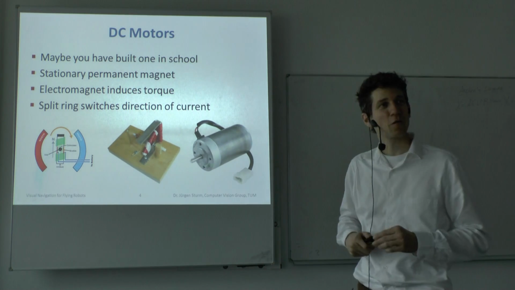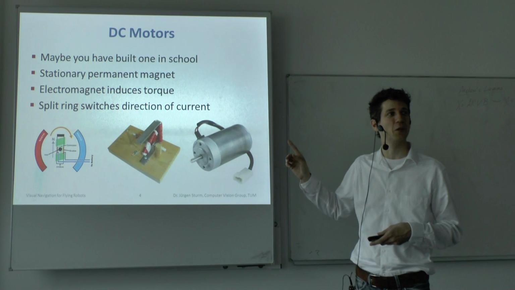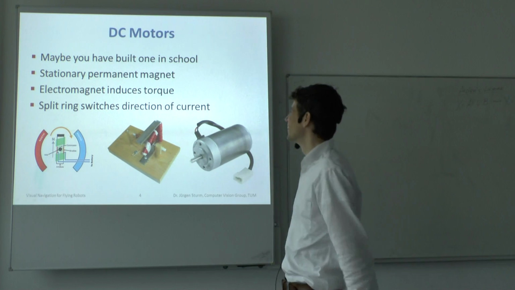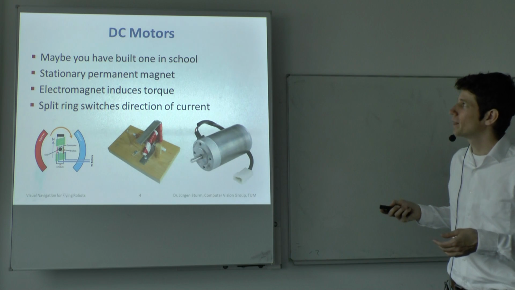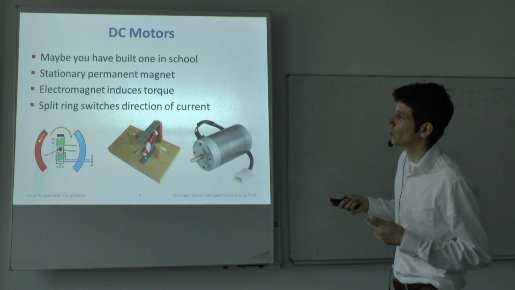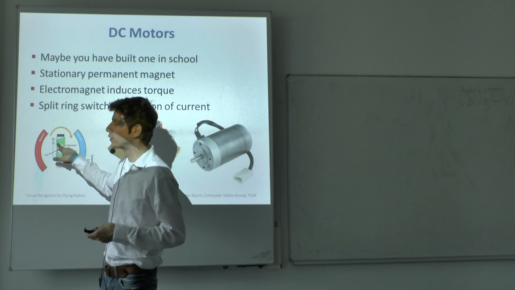I guess most of you have already seen a DC motor, or who of you has built such a motor in school? Two, only two. Okay, interesting. So this is probably the simplest motor that you can build. It consists usually of a permanent magnet, so you have a magnet on the outside and an electromagnet on the inside.